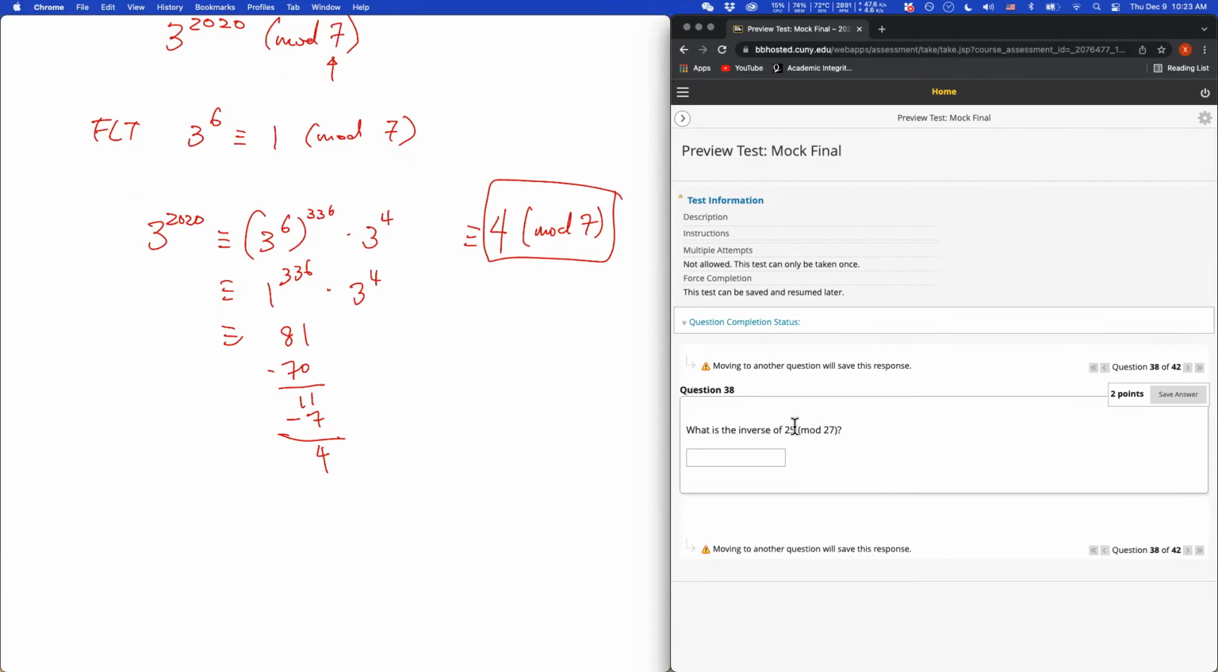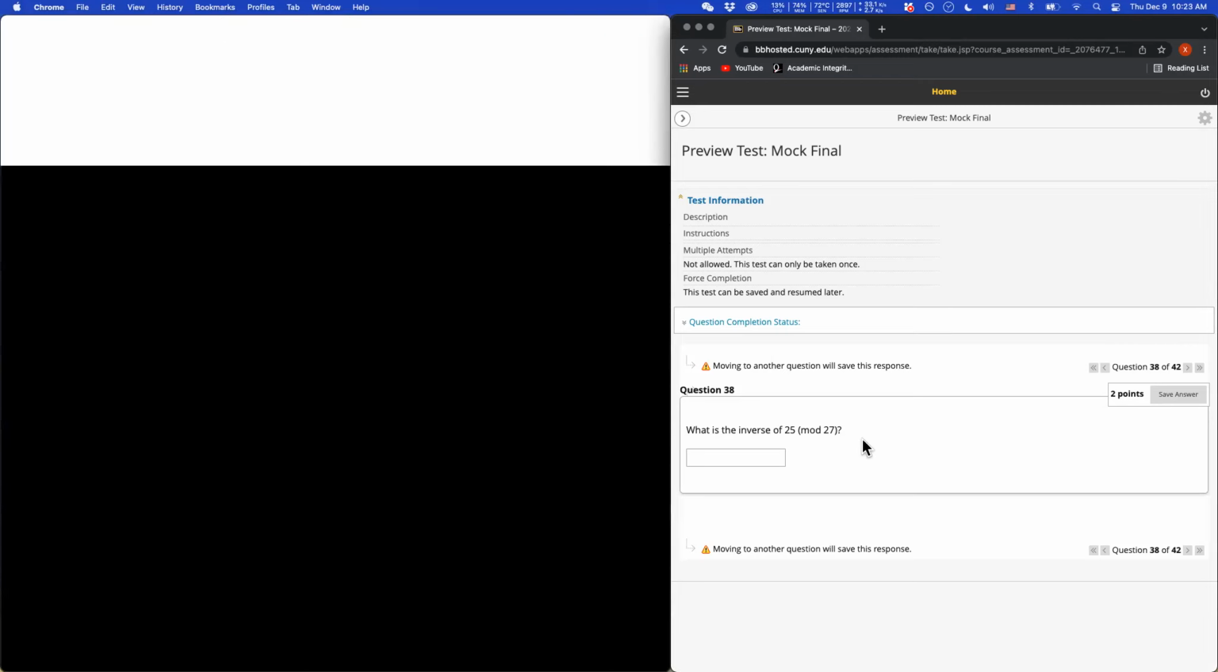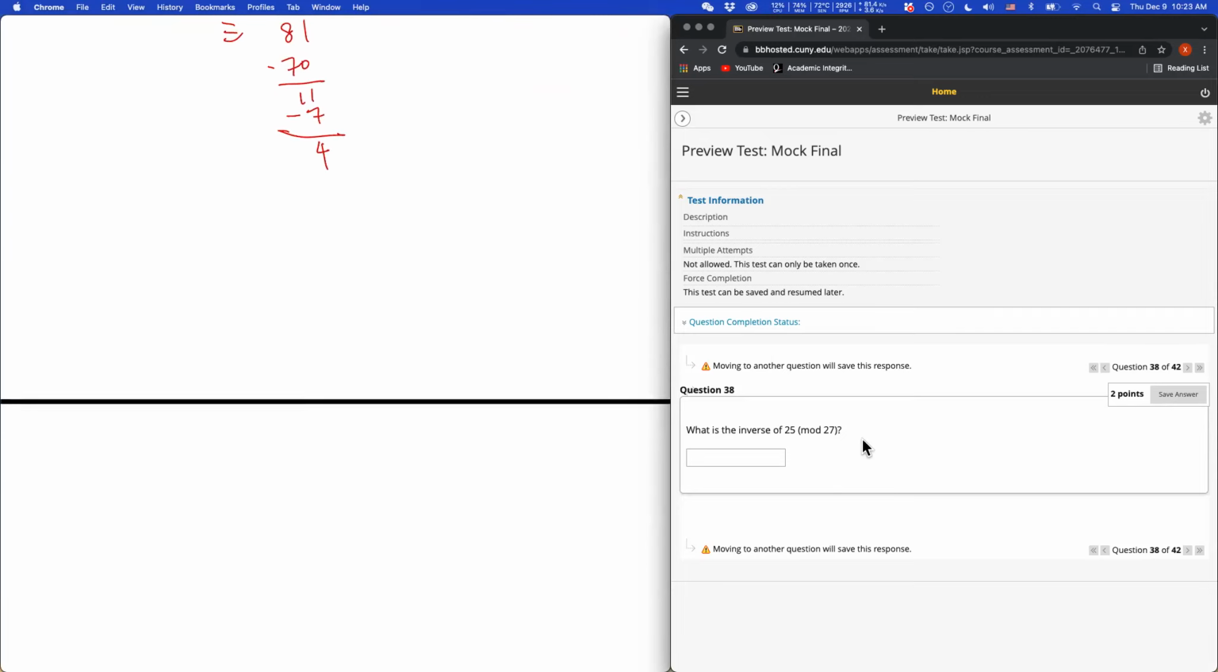Next, we will find the inverse of 25 mod 27. Well, inverse means you want to find a number that, multiplied by 25, will give you 1 mod 27. Okay, I see people say the answer will be 13.